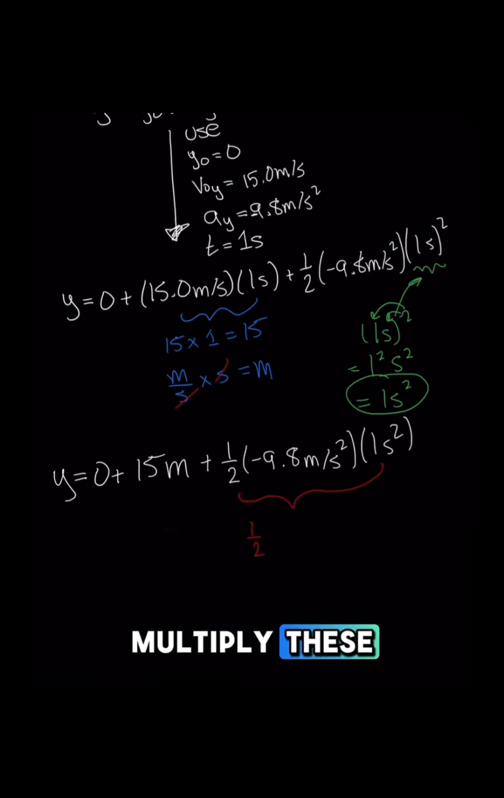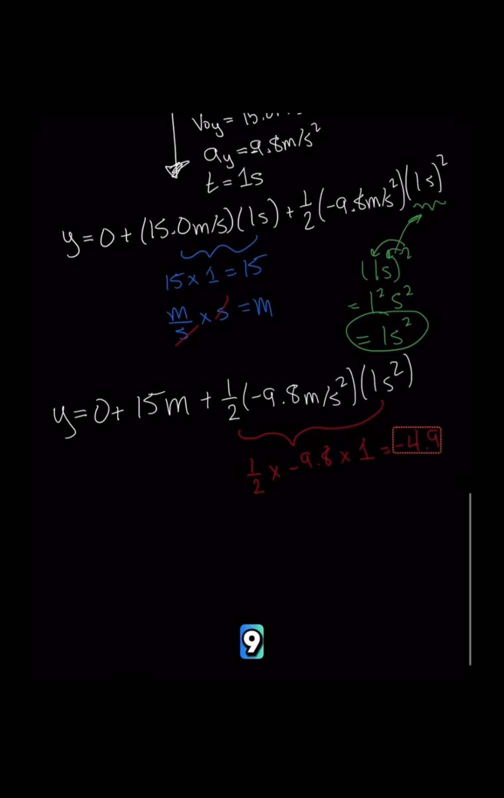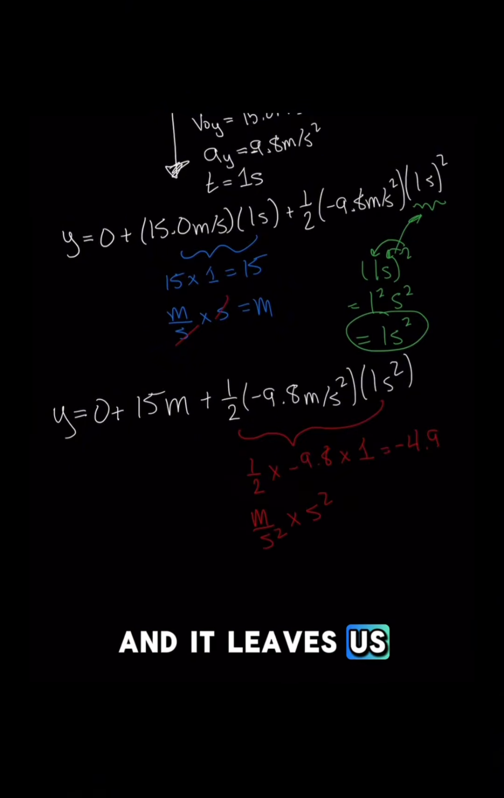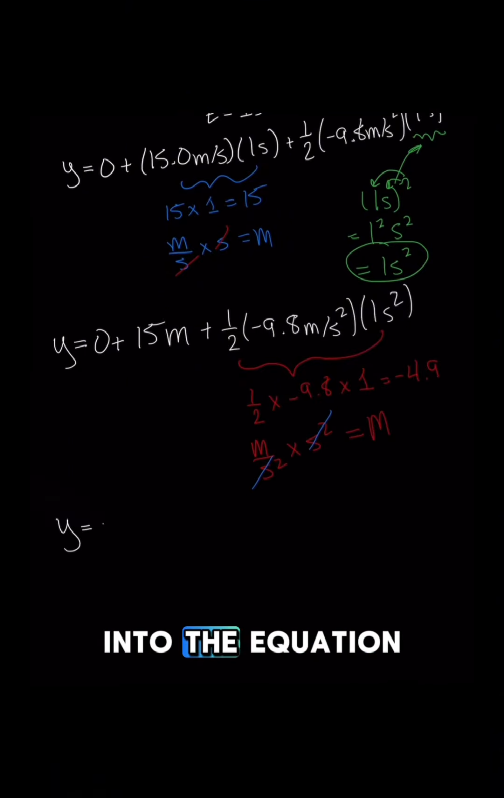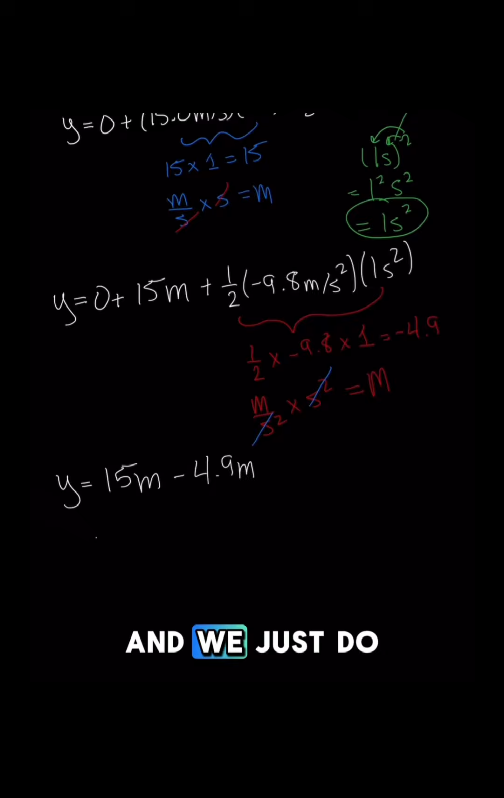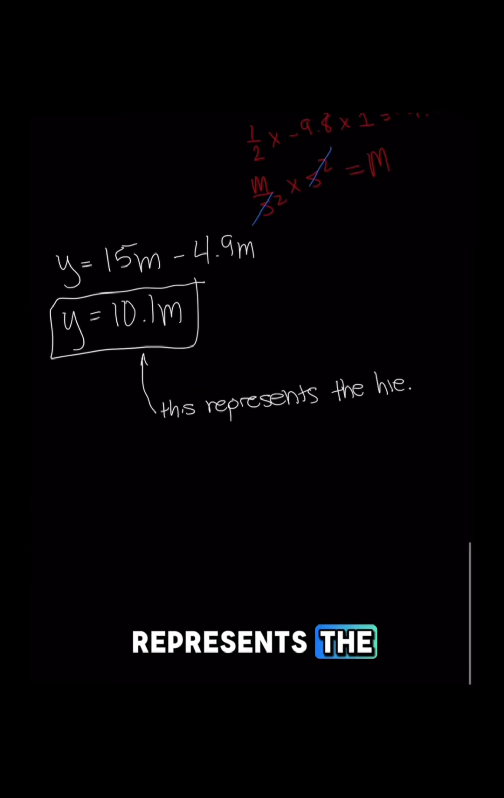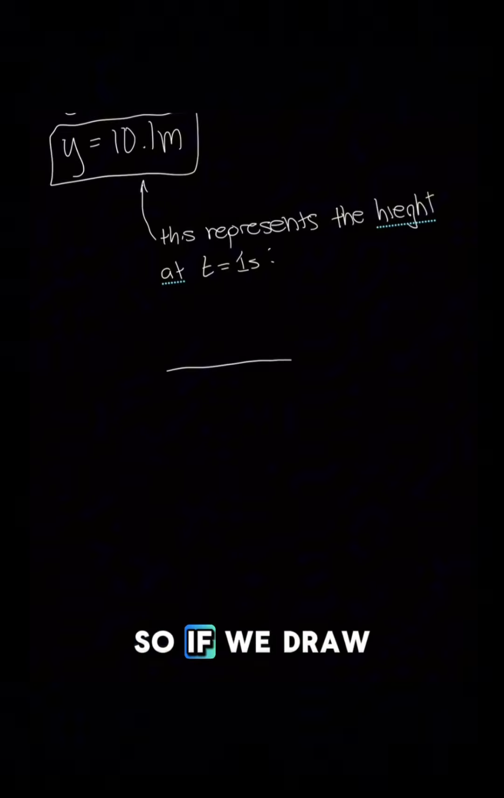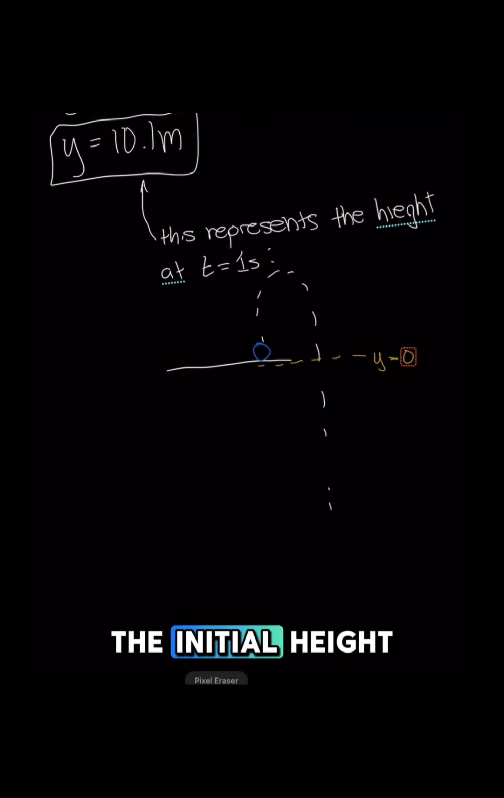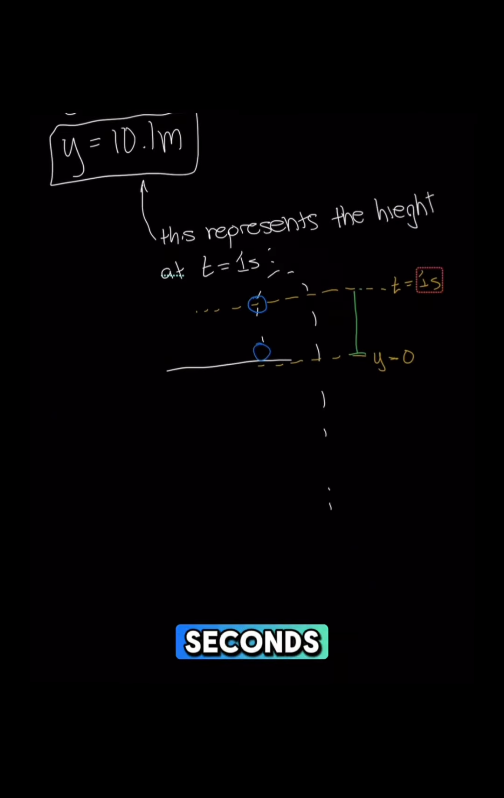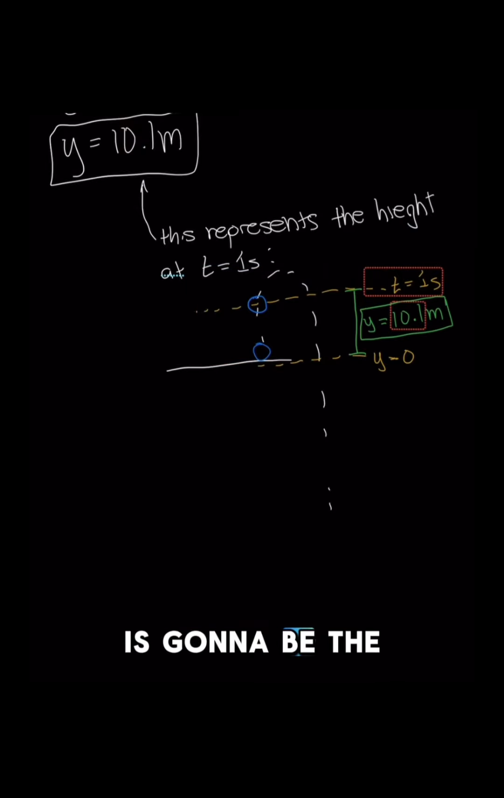Then we multiply these amplitudes and we get negative 4.9, and then we can multiply the units and it leaves us with meters. So if we plug this back into the equation, we get this expression here, and we just do the subtraction and we get the final answer. I just want to note this answer represents the height at t equals 1 second. So if we draw the diagram here, we can label the initial height and we can label the time at 1 second. This distance here is going to be the position we just found.